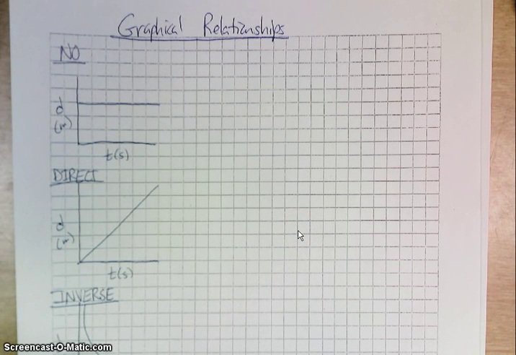Alright, in this video I want to talk about graphical relationships and what we're going to do to these particular relationships in order to make them a straight line if they're not already a straight line. And then also we want to focus on how exactly I am going to write a good equation. Okay, so let's say we have some data.